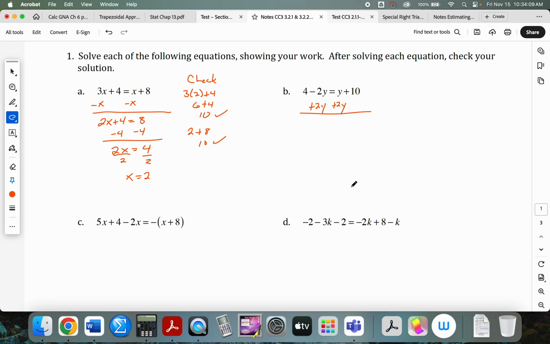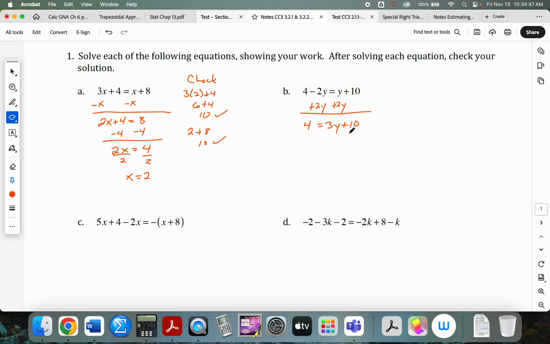And the reason that I do that is I could remove a y tile from this side and remove a y tile from that side, but I would end up with a negative in front of the number in front of the y. That's called the coefficient. I try to end up with positives whenever possible. I don't know about you guys. I'm better with positive numbers than I am with negative numbers. Just you've had a lot more experience with positive numbers than negative numbers. So this is going to be 4 equals 3y plus 10.